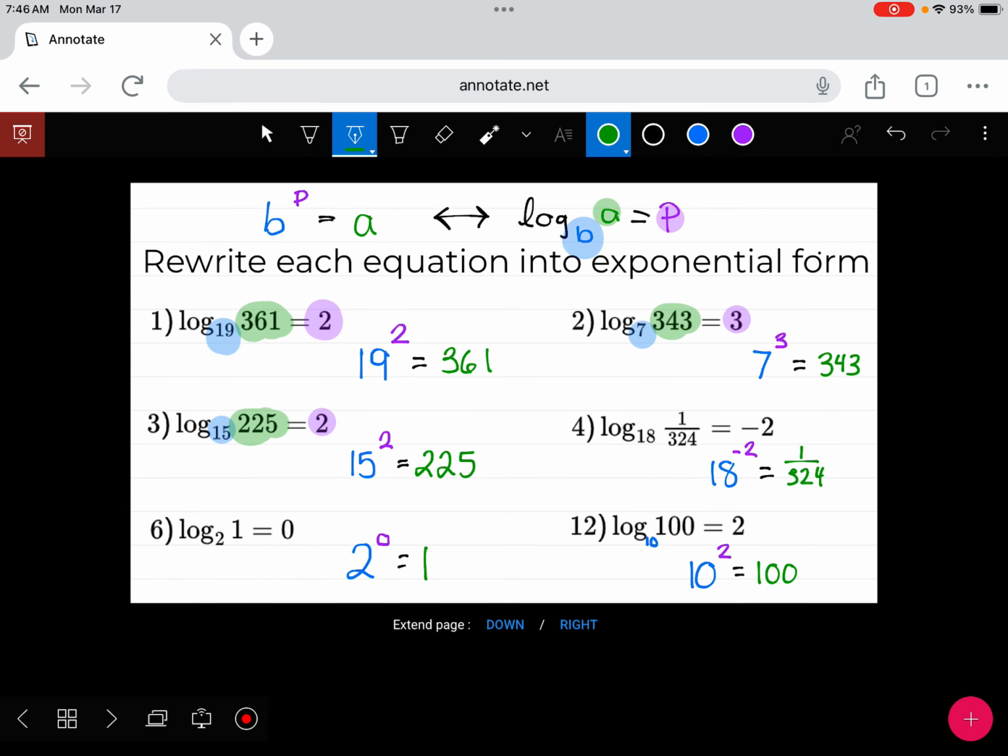Okay. So I know we have a whole bunch on here, but there's just a few that I really wanted us to see. We're not necessarily going to do every single problem in these packets, but we'll bounce around. So now we can switch from our log form to our exponential form. Now we're going to go the other way.